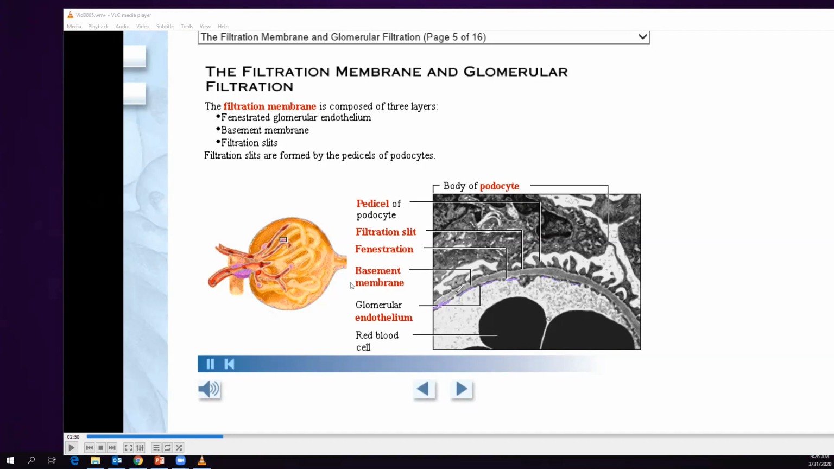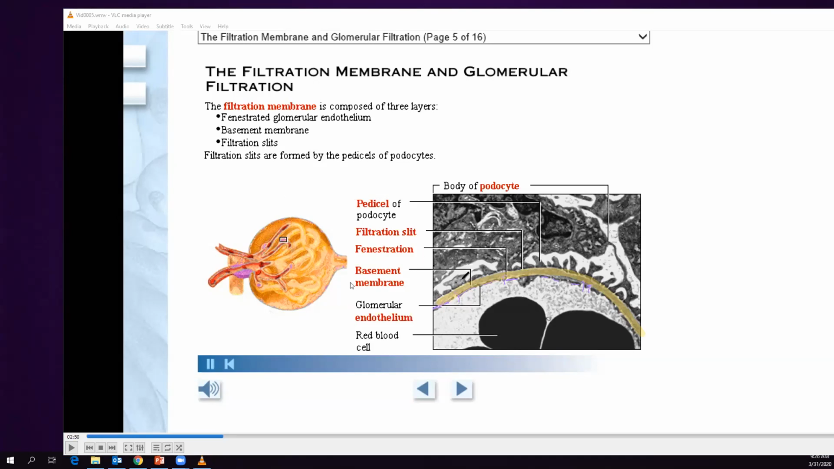Now where my arrows are going, that's not a very good arrow, are my fenestrations. Fenestrated capillaries, remember, are those that have pores in the wall. Then we have a basement membrane that is right here. Oops, I made it a little thick on that side. And then we have the podocytes, or the filtration slits.